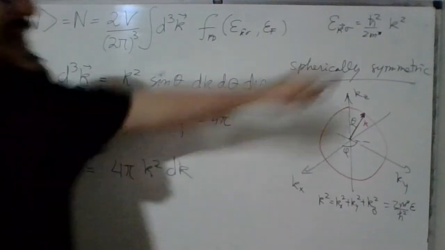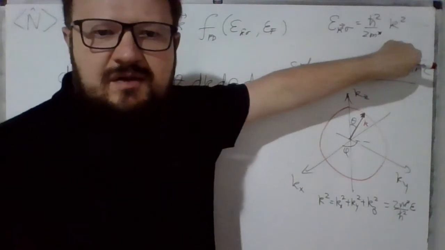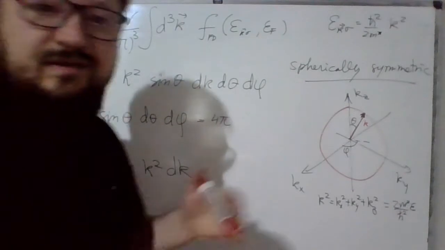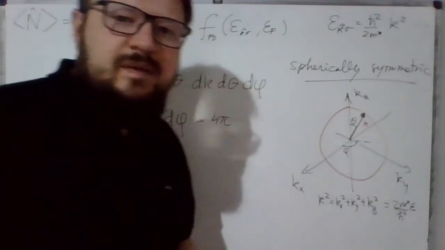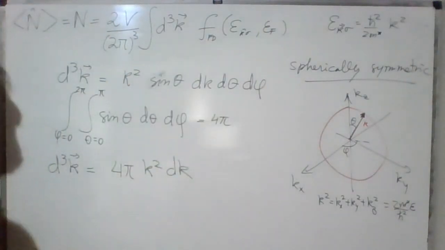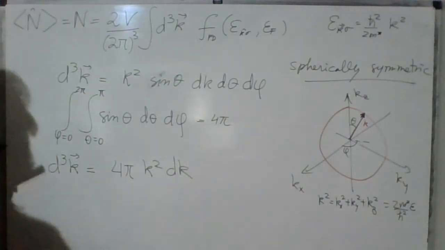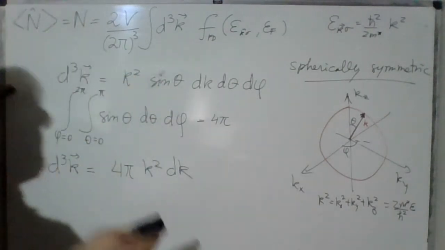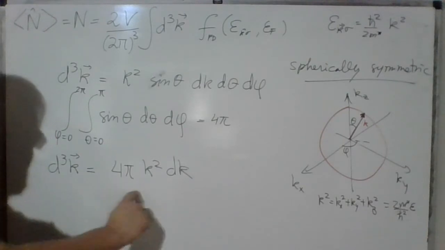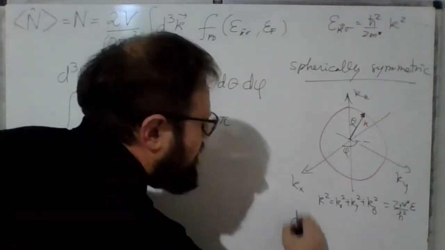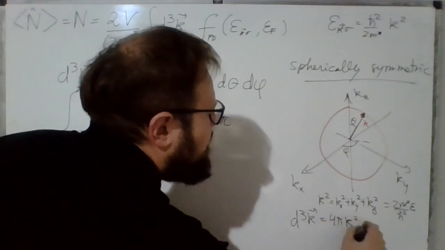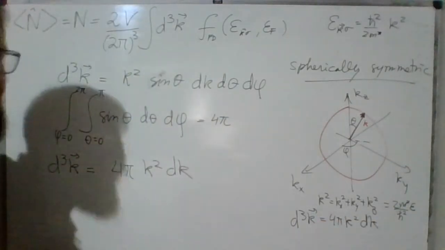It is because the energy has a spherical symmetry, all right? The energy has this symmetry. So it is better to integrate with respect to spherical coordinates in the K space, right? So let us replace that by this fact here. So remember d3k, let me write it here just to remember, 4 pi k squared dk, right?